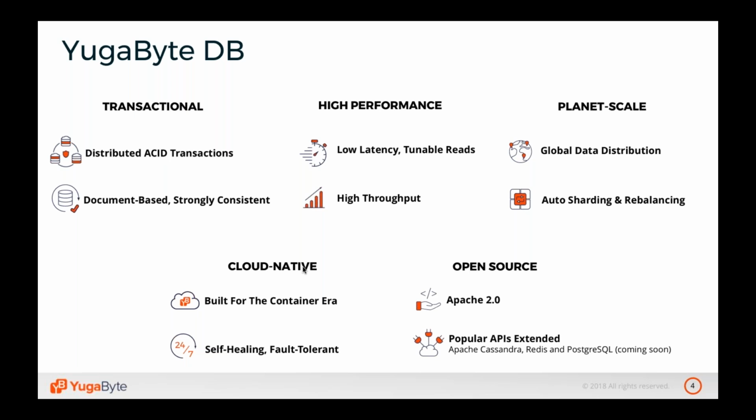Finally, what's a database in 2018 that's not open source? So we're an Apache 2.0 licensed database. You can find us on GitHub. And we're doubly open source in the sense the core database itself is in the open, but we also are extending well-known APIs. So we started off with the Cassandra query language, Redis as a scalable persistent database, and PostgreSQL, which is coming pretty soon.